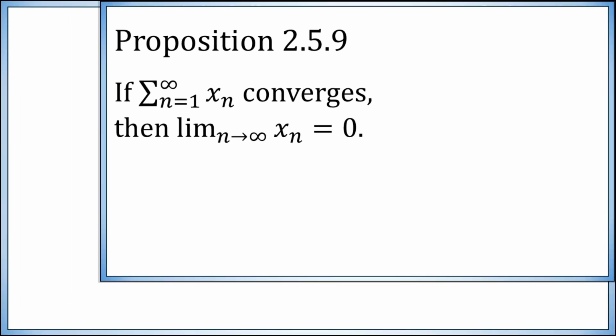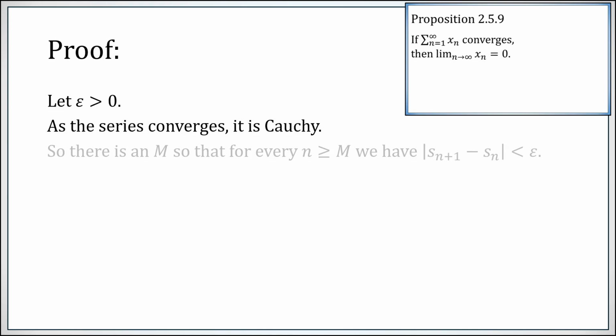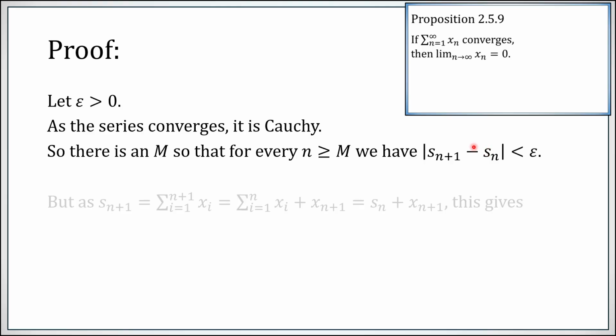Let's get to proving. Let epsilon be arbitrary. Because we are trying to prove a sequence converges to 0, we start by declaring let epsilon be positive. But the series converges is our hypothesis. Because it is a convergent series, it must be a Cauchy series, meaning past a certain index m, the distance between any partial sums past that index must be less than epsilon. So we very specifically are going to take two consecutive partial sums.